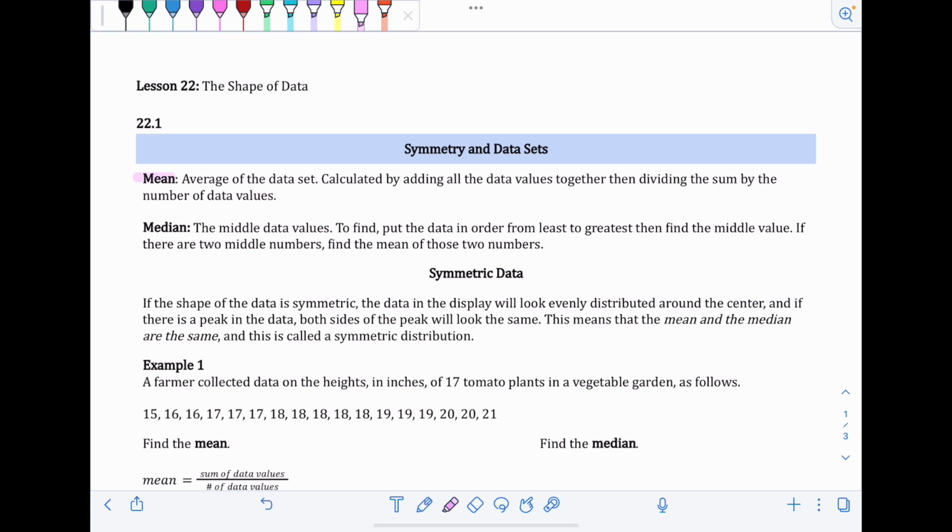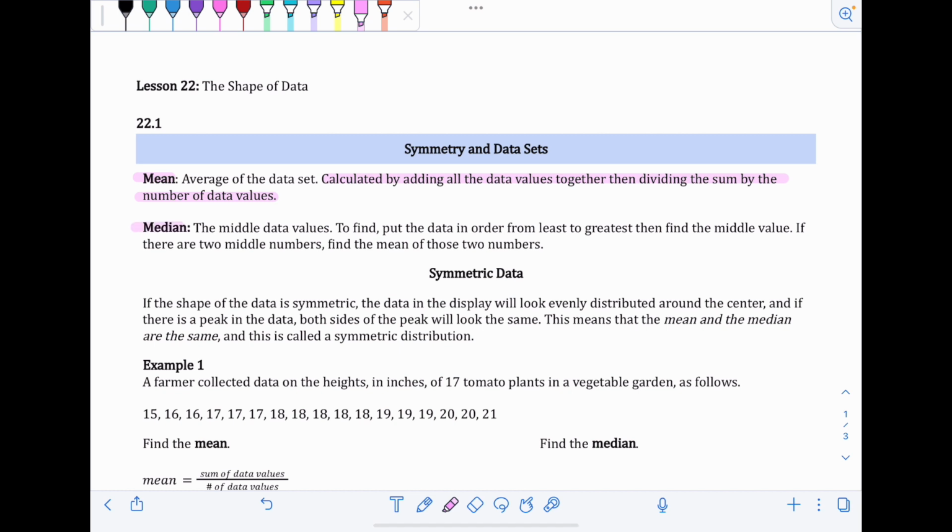The first one is the mean, which is the average of the data set. You calculate the mean by adding up all of the data values and then dividing the sum by the number of data values. So you would add up all the numbers from your set and then divide by the quantity of numbers in your set. If you have 10 different numbers, you would add them all up and divide by 10.